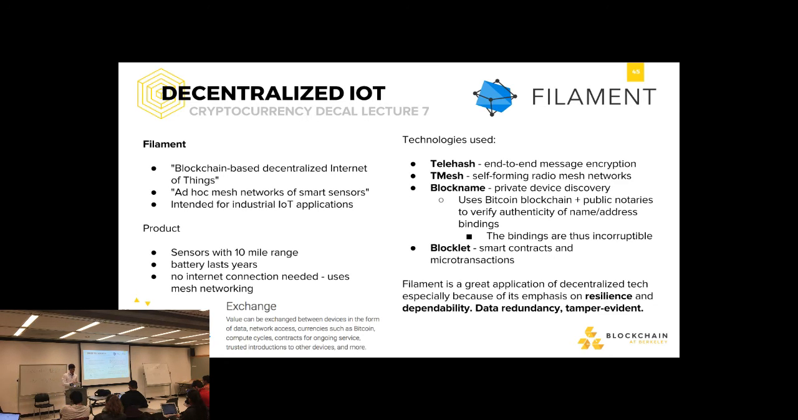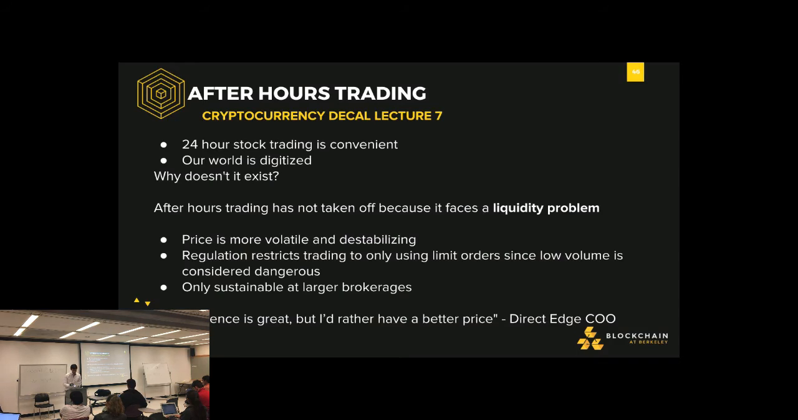So the main reason Filament is a decent application for this is because it emphasizes resilience and dependability. The data for these bindings is duplicated across a lot of nodes. You don't have to trust some central server, and if you want something that is very durable, you want it to be redundant. All right, so this is also an idea that I've had recently.